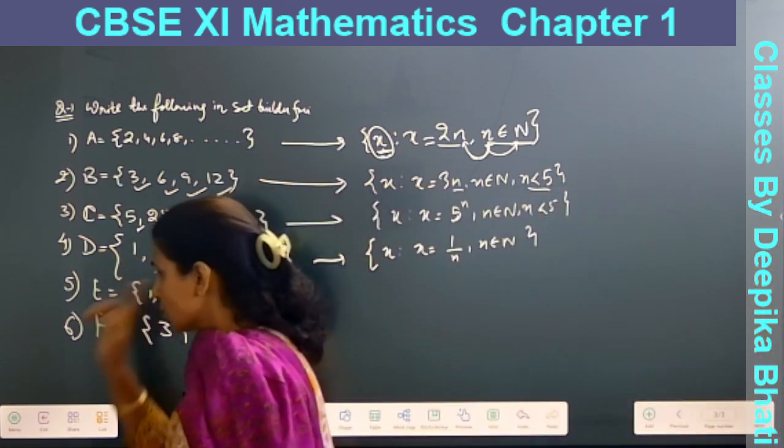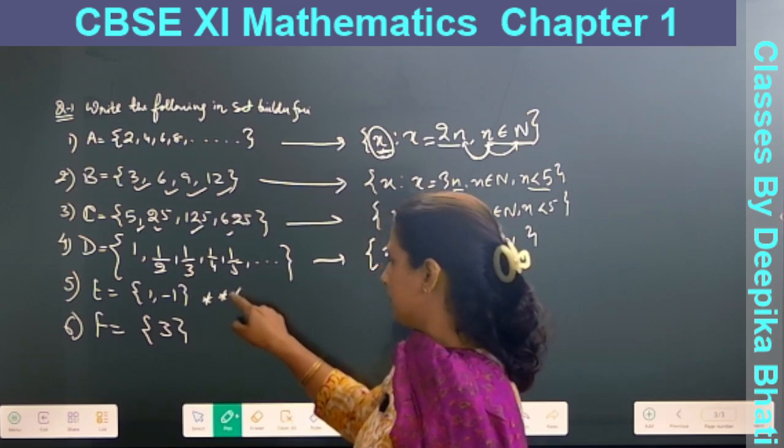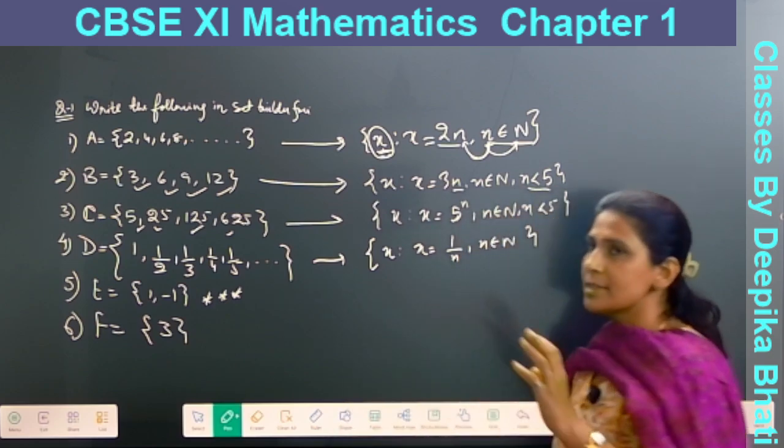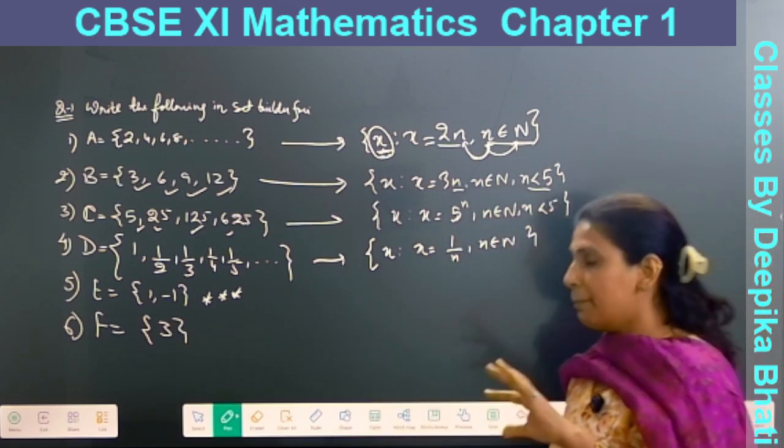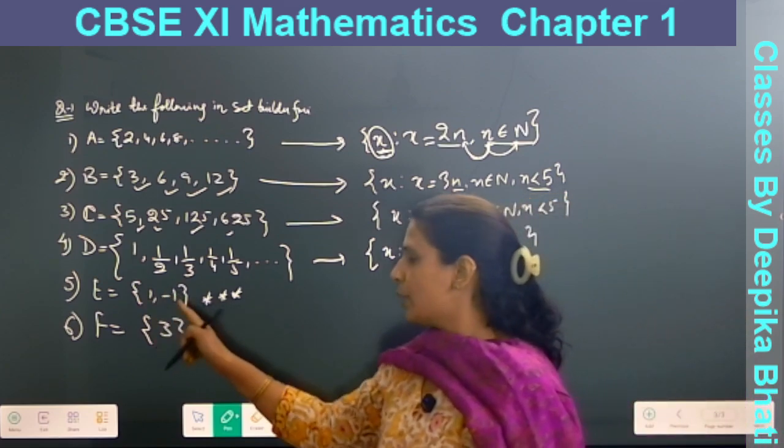Okay, so here we have to just stop for a second for this particular set. Whenever we have a set of 2 elements, there may or may not be a particular or specific relationship between these 2 elements.